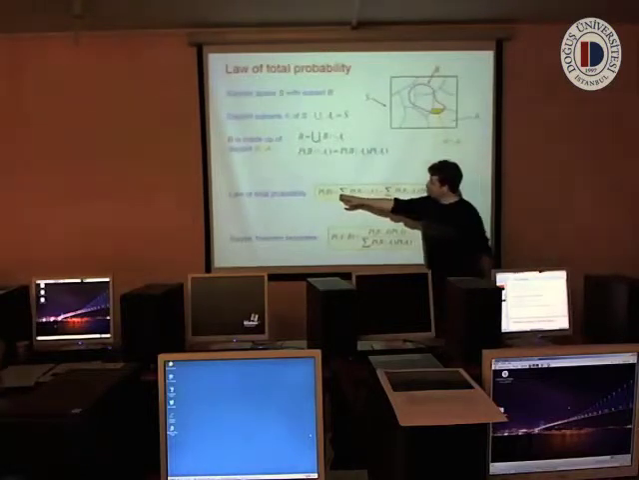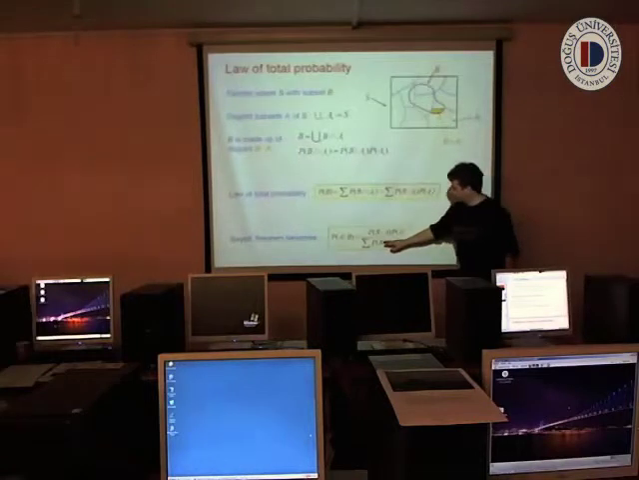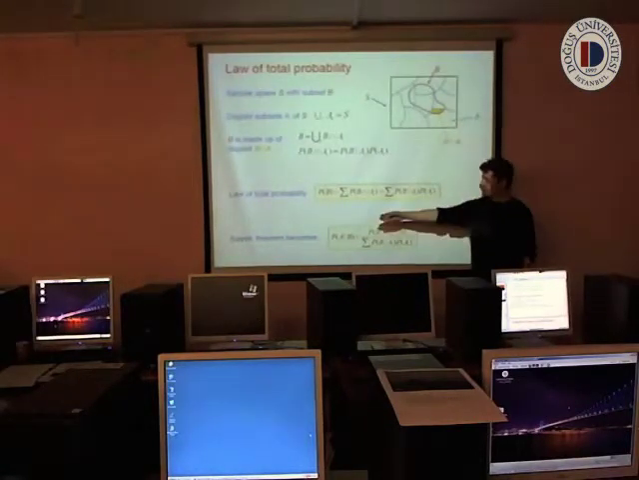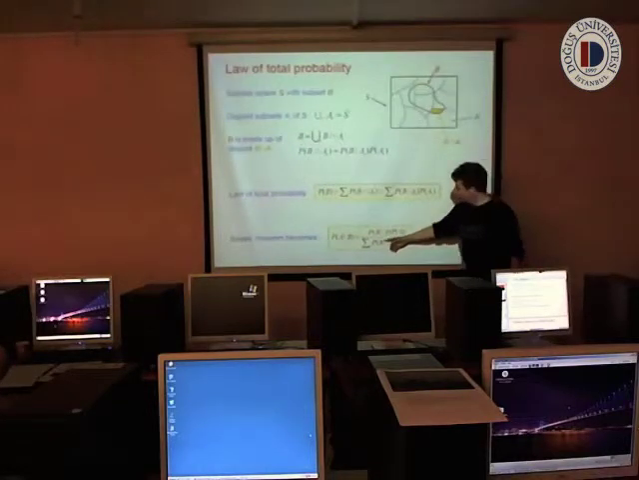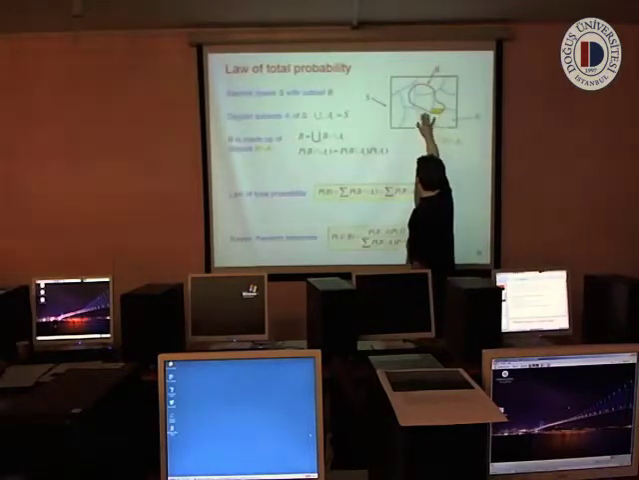You can then use this. Remember, this P of B was the denominator of Bayes' law, and you take this and put it here, and then Bayes' theorem is written with the denominator as the sum of all these single events.